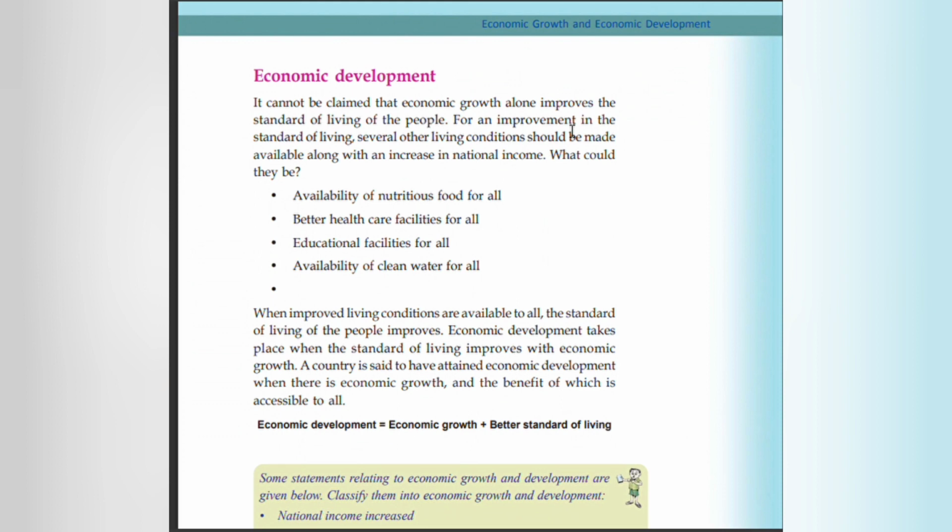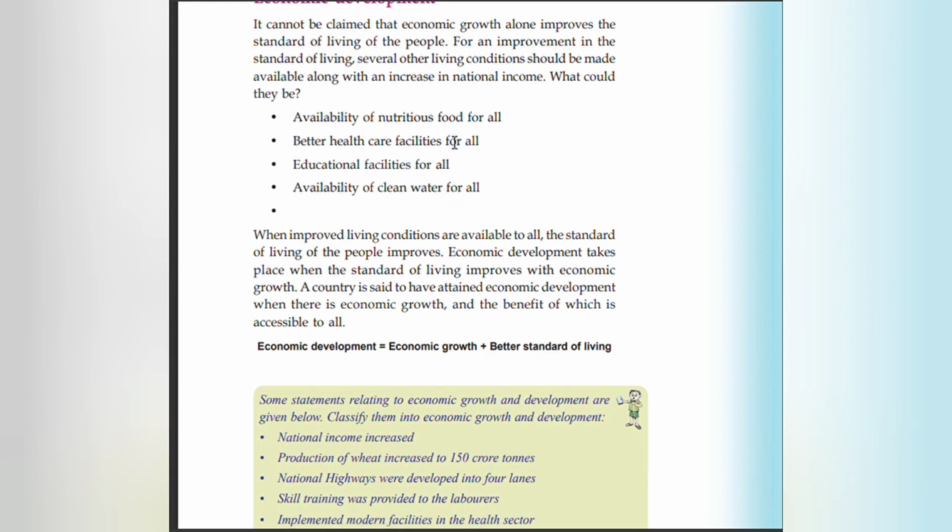Economic development. It cannot be claimed that economic growth alone improves the standard of living of the people. For an improvement in the standard of living, several other living conditions should be made available along with an increase in national income. What could they be? Availability of nutritious food for all, better healthcare facilities for all, educational facilities for all, availability of clean water for all. When improved living conditions are available to all, the standard of living of the people improves.